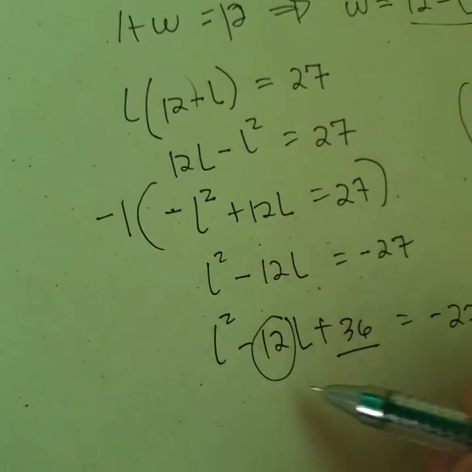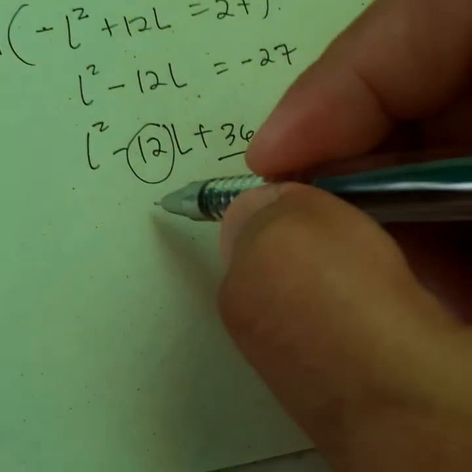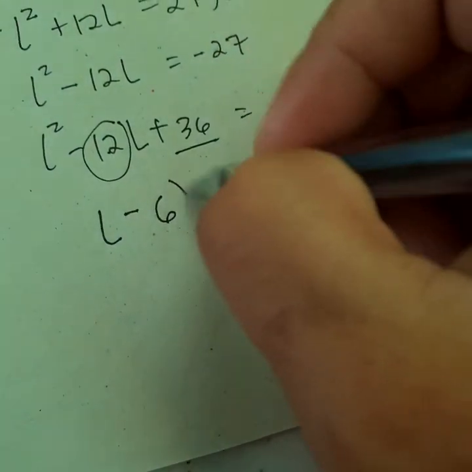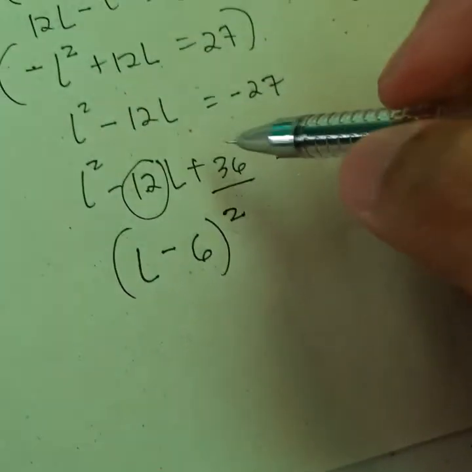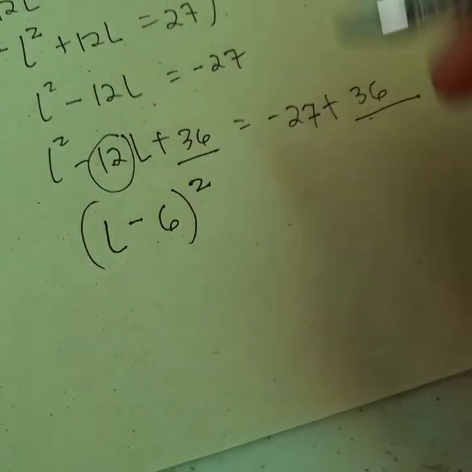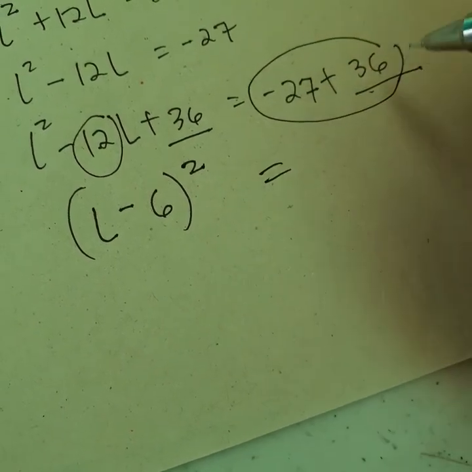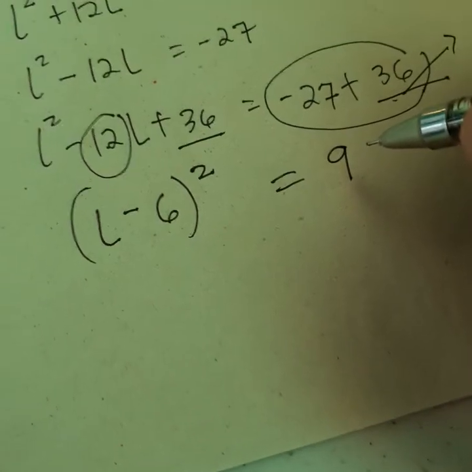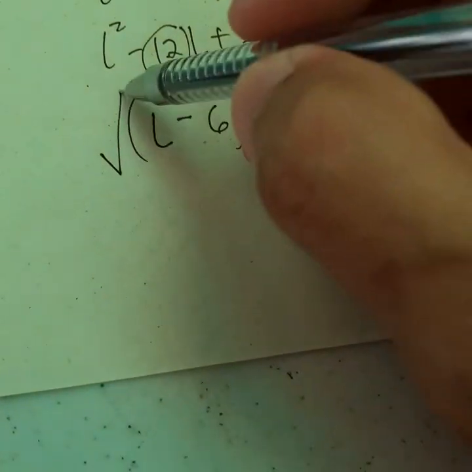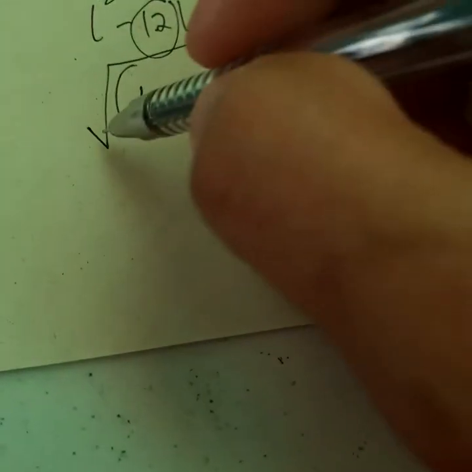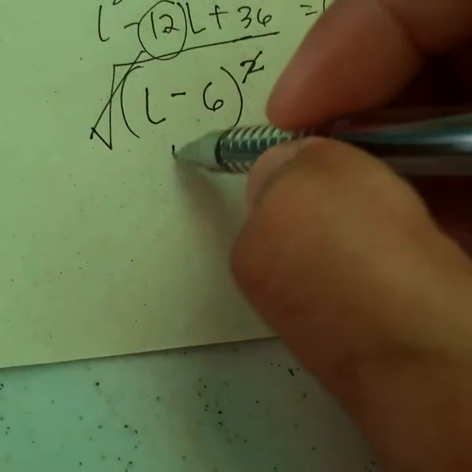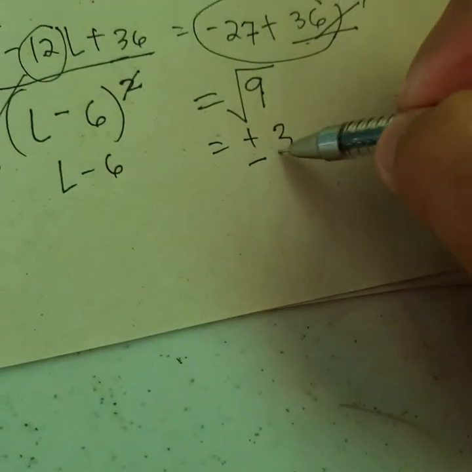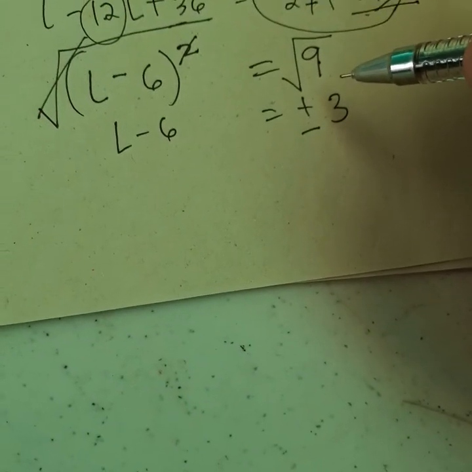Therefore, this expression will be transformed into L minus 6, since 12 divided by 2 is 6, then squared. So this is the same as this one, is equal to this one. How much is this? 36 minus 27 is 9. Then to solve, put a radical sign, then cancel the radical sign and the square. We have L minus 6 is equal to plus or minus, what is the square root of 9? 3.